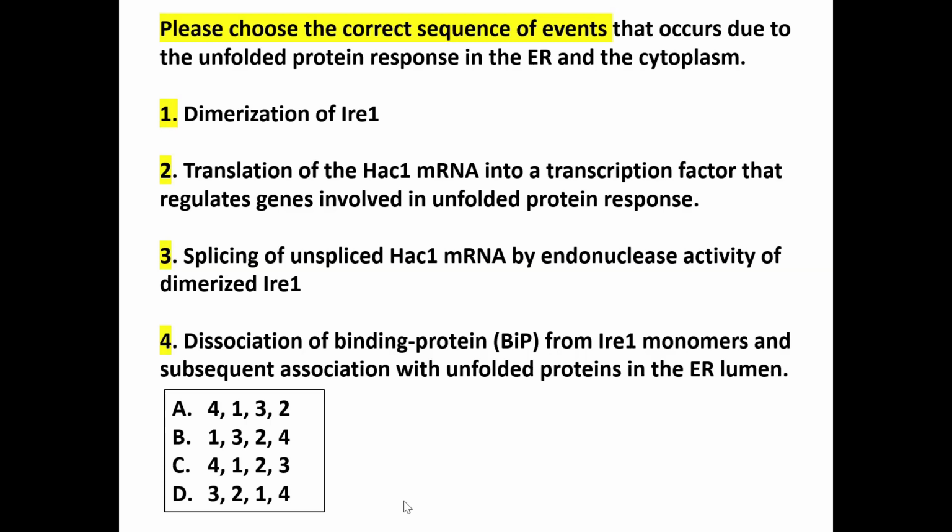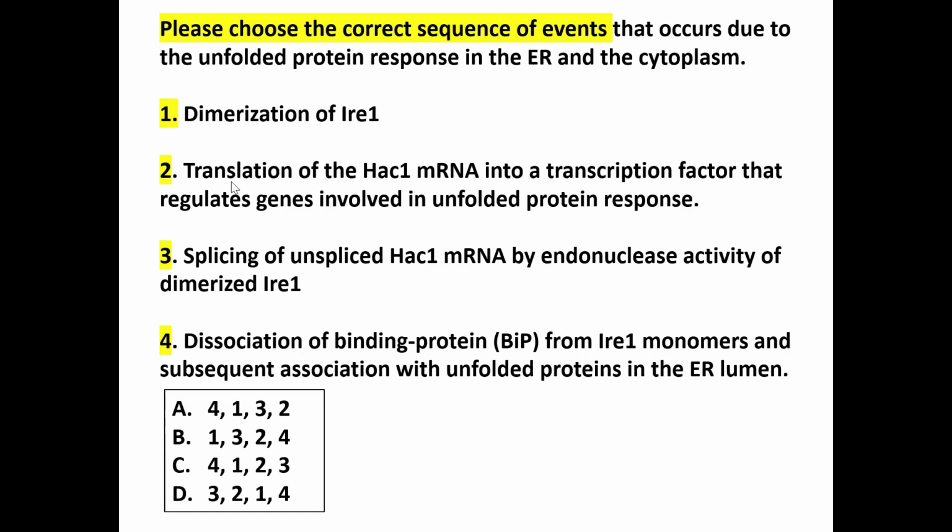So just remember what is happening: dissociation of the binding protein from IRE monomers, subsequent dissociation of the folding proteins, that is the first thing happening. So look at where is 4. So C and A are possibilities. So let's take a look at what is happening after that. Then dimerization of IRE, that is correct. So these are going well.